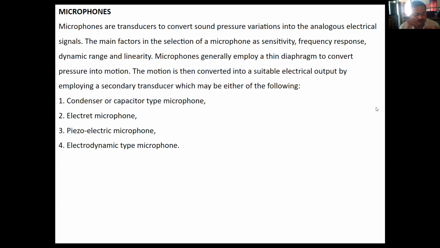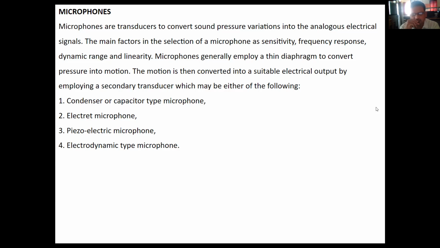Now, today we will see the remaining part of this measurement of sound and vibration. In that, we will study only microphones. Microphones are transducers that convert sound pressure variation into analogous electrical signals. The main factors in the selection of a microphone are sensitivity, frequency response, dynamic range, and linearity.